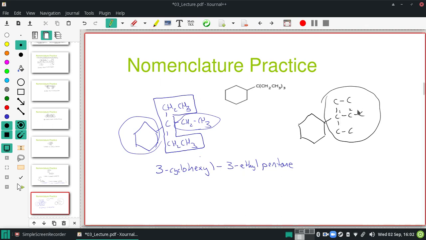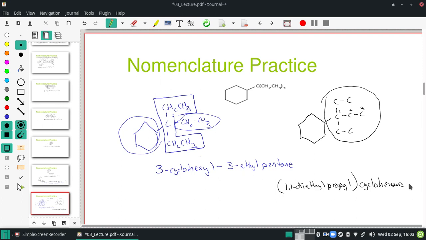So I have a 1, 2, 3. So it's a propyl with 2 ethyls off of it. So complex substituent name, 1,1-diethylpropyl, in parentheses, cyclohexane.